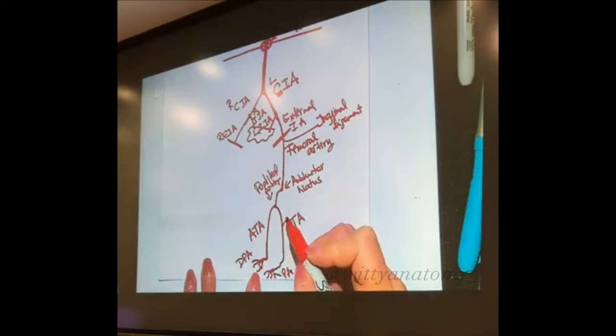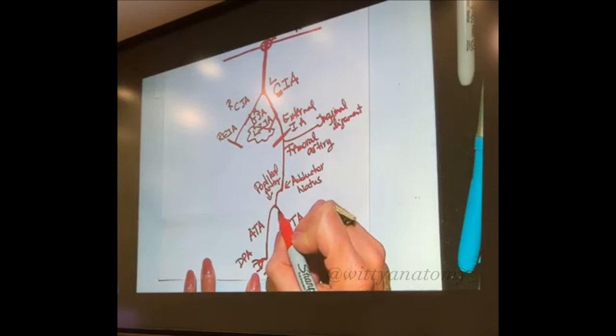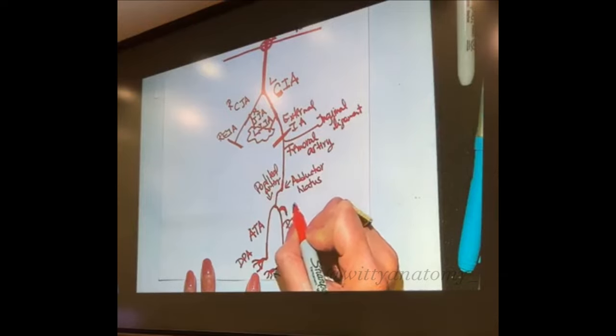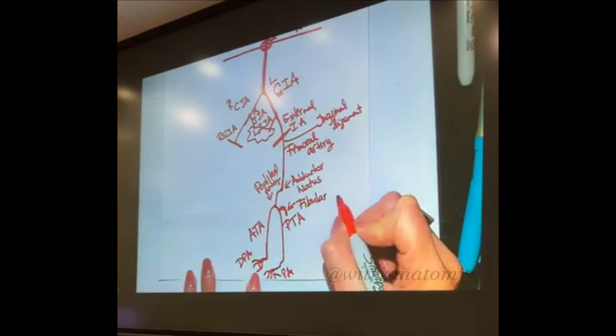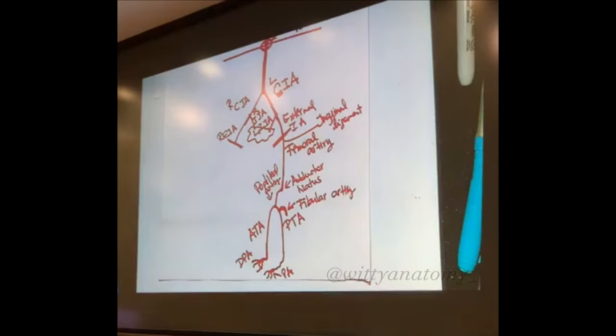Now, we also have the posterior tibial artery giving rise to a blood vessel that's going to the fibula side. What's the name of this blood vessel? Fibular artery. Okay, so you're finally at your foot.